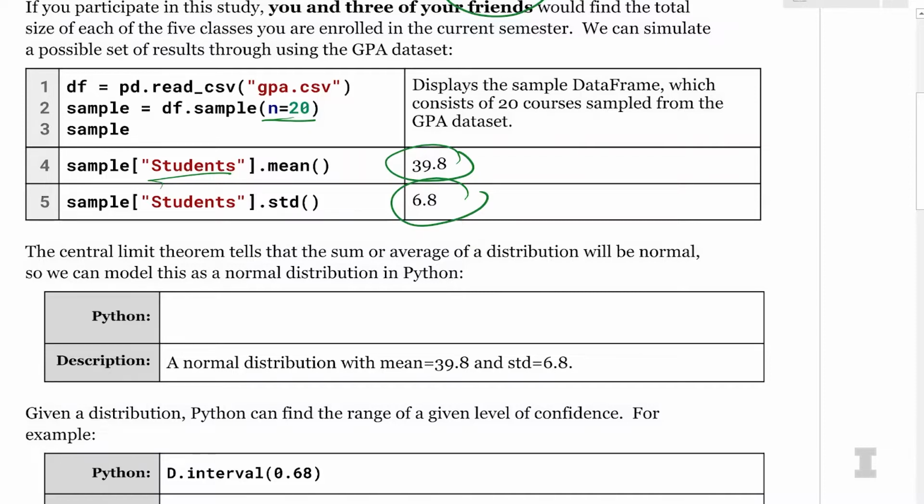So in Python, we can model this as a normal distribution. So I'm going to go ahead and import the normal distribution by saying from scipy.stats import norm.